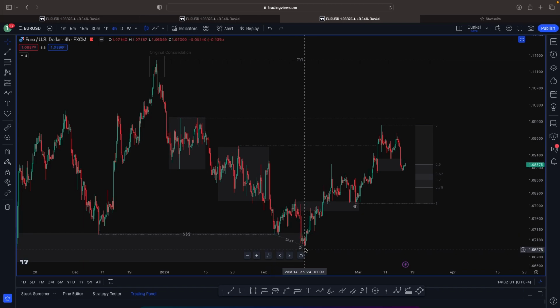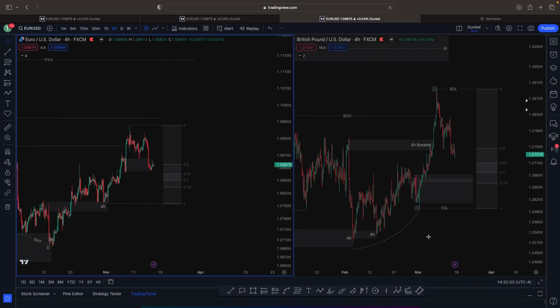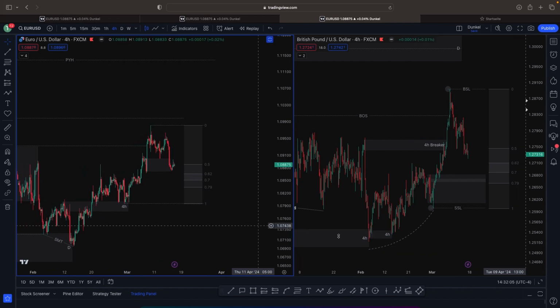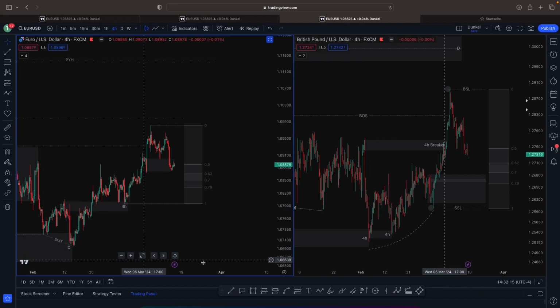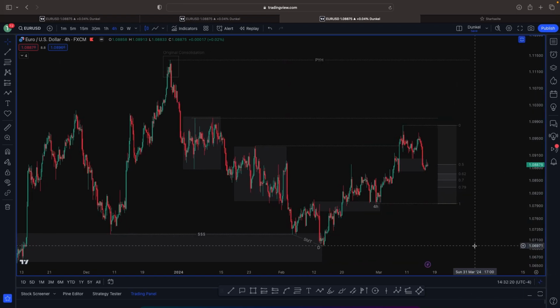We get an SMT with GBP/USD, which you can see right here. GBP/USD creates a higher low, and EUR/USD creates a lower low right here. And this is what we would consider the smart money reversal, the SMT. We then get a displacement and a retracement into this breaker block, and then the first stage of accumulation.